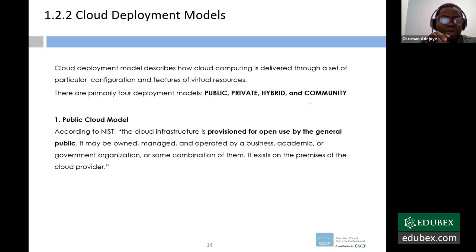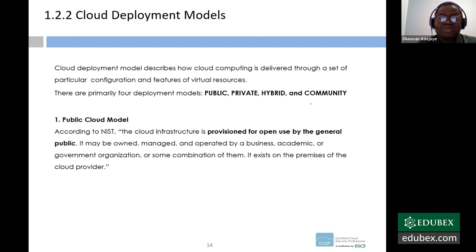One, we have the public cloud model. Based on the NIST definition, the public cloud model refers to cloud infrastructure that is provisioned for use by the general public. So that's why we call it the public cloud model. It may be owned, managed, and operated by a business, academic, or even government organization, but it will be for the use of the general public.